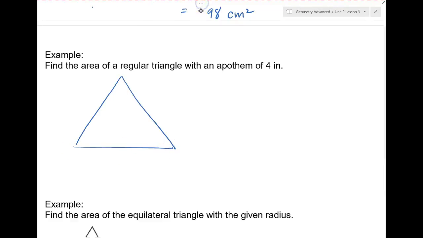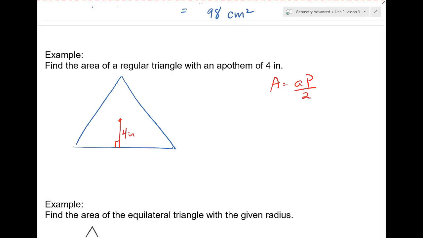Now, they said apothem of 4 inches. So from here to here is 4 inches. Now, the problem with this, I don't know the height, I don't know the base. Could I use the formula that we have, because it's a regular polygon, could I still go apothem times perimeter over 2? Could you use side squared root 3 over 4? As long as you know your side, yes you could. There's a lot of options for you on this one.